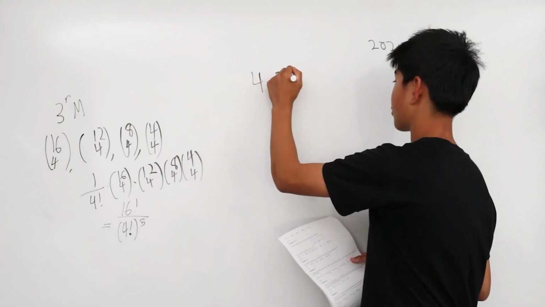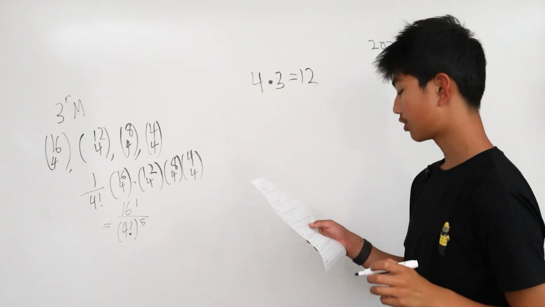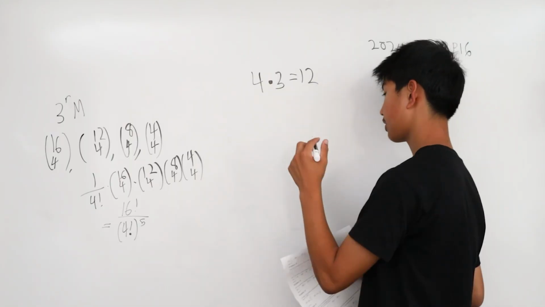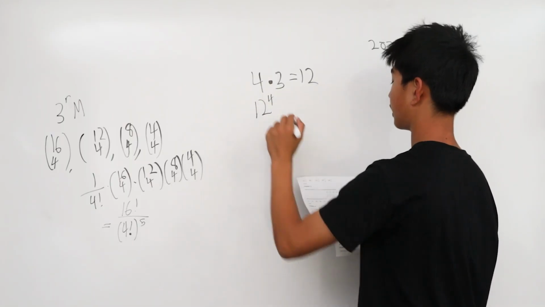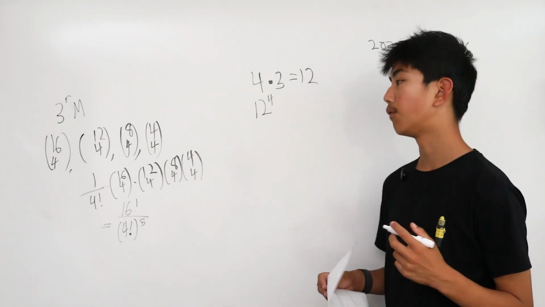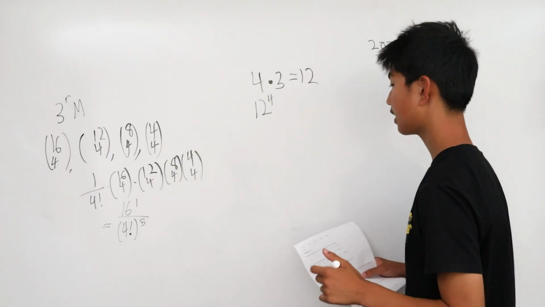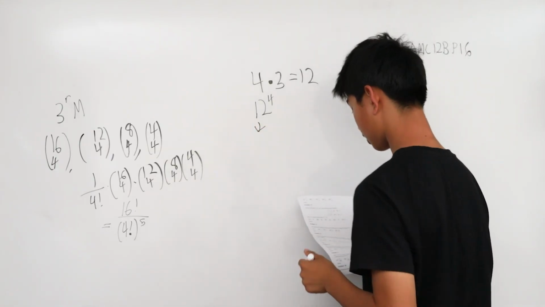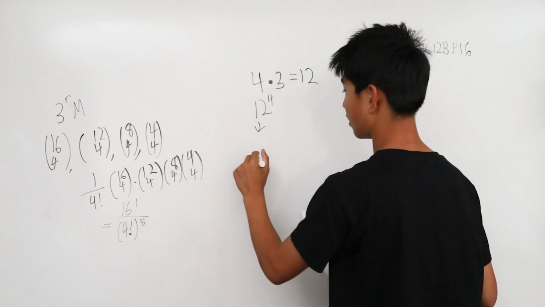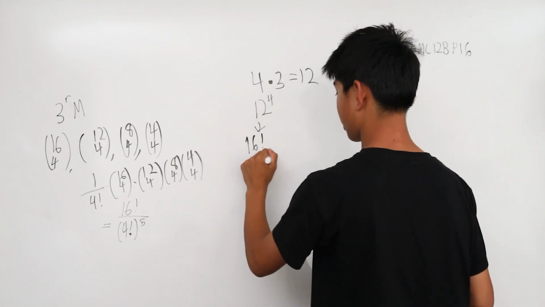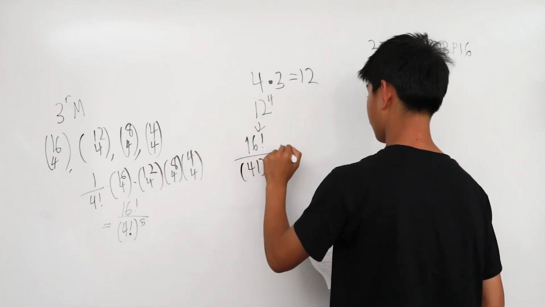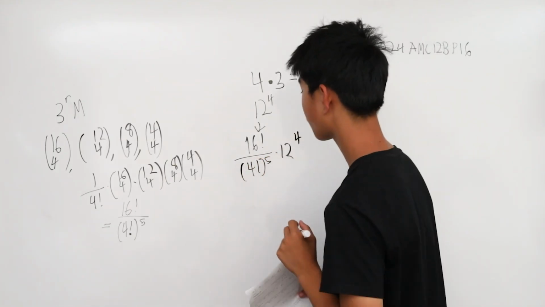So 4 times 3 is 12 ways you can choose the chairperson and secretary for 1 committee. So we would then have 12 to the power of 4 ways to choose the secretary and the chairperson for all 4 of the committees. So then the total number of ways to make the assignments would be this times that, 16 factorial over 4 factorial to the power of 5 times 12 to the power of 4.